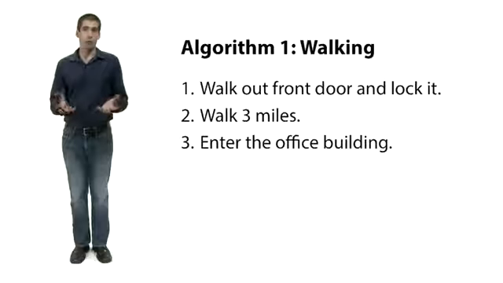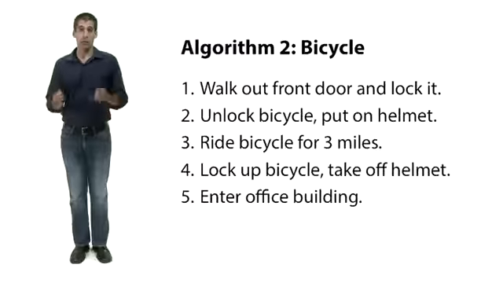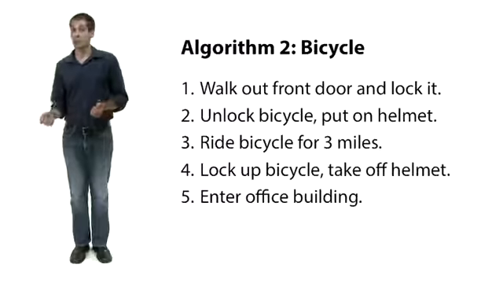Algorithm 2, we'll call this one riding the bike. Step 1, I walk out the front door and unlock it. And I unlock my bicycle, put on my helmet, and ride 3 miles. I lock up my bicycle, take off my helmet, and enter the office building.